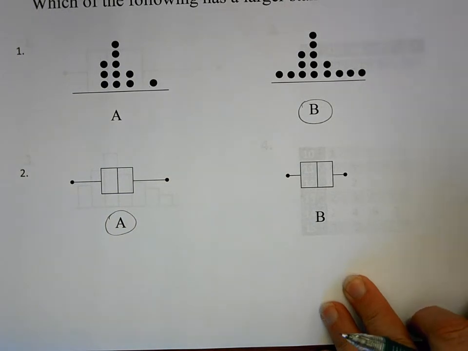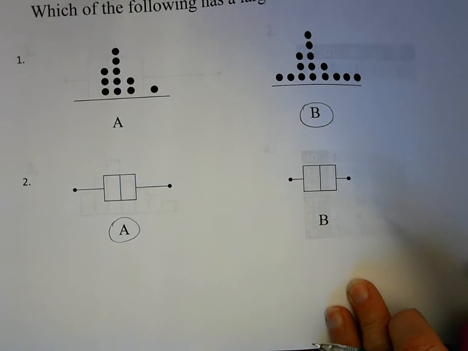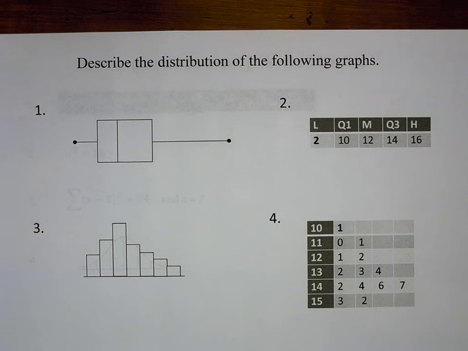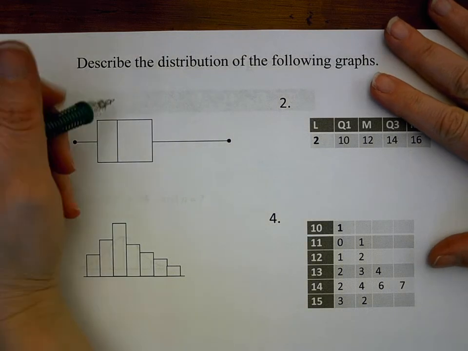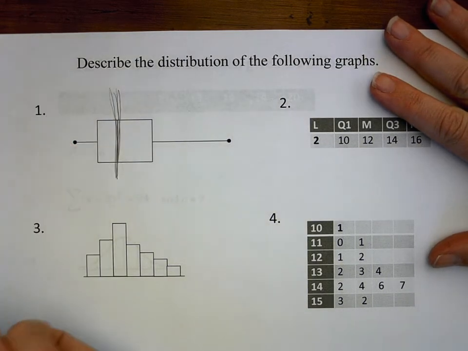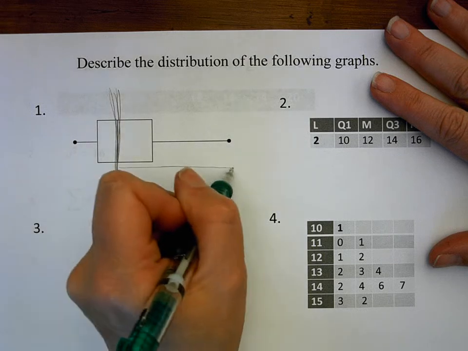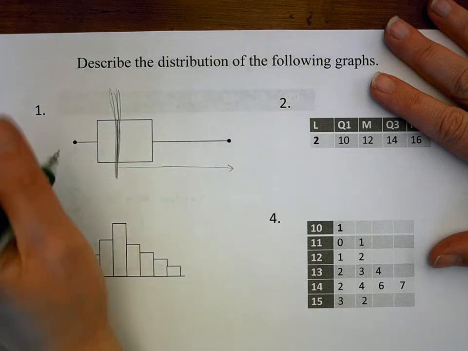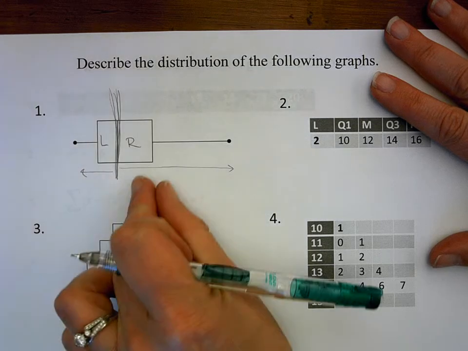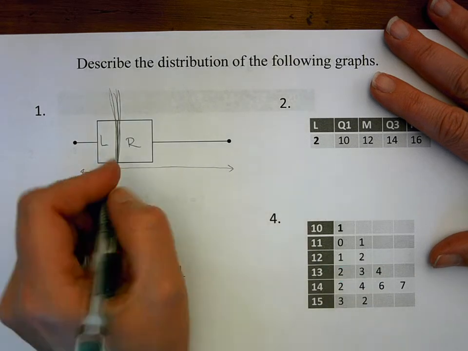Right, and then one more slide. Okay, so describe the distribution. So we're talking about skewed left, skewed right, that sort of thing. If I look at my box and whisker, this is my median. Do I have more or less data to the right or to the left? I have more to the right, so this would be skewed right.